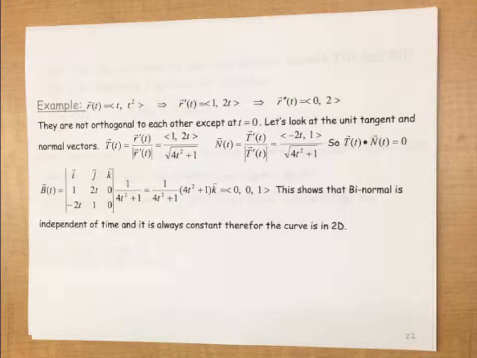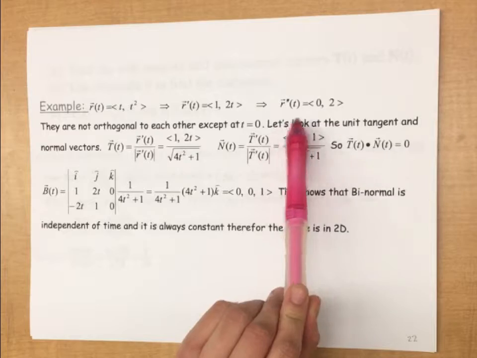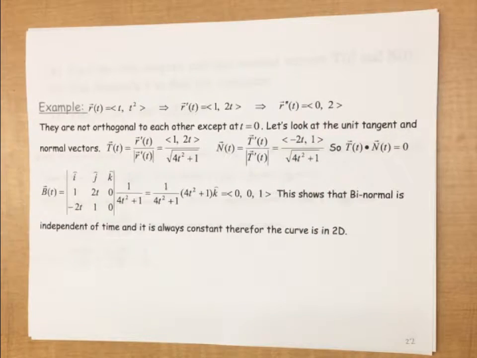And so another example of this would be if we're given r of t, which is t and t squared. And then we find r prime of t, which is 1 and 2t, and then r double prime of t, which is 0 and 2. They are not orthogonal to each other except at t equals 0. So let's look at the unit tangent and normal vectors.